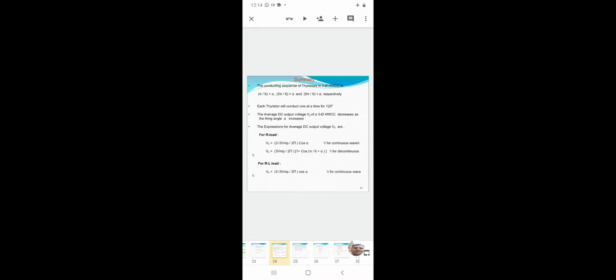So this is the 3-phase half-wave control converter with resistance load, average output voltage for the continuous mode and discontinuous mode. Here, what we have to learn in today's topic is the conduction sequence of thyristors in the 3-phase half-wave control converter.